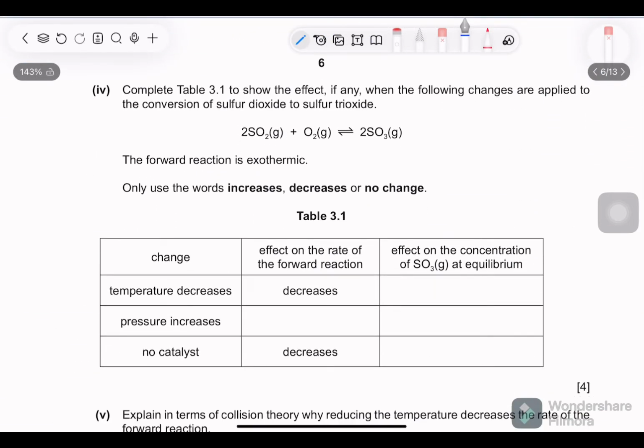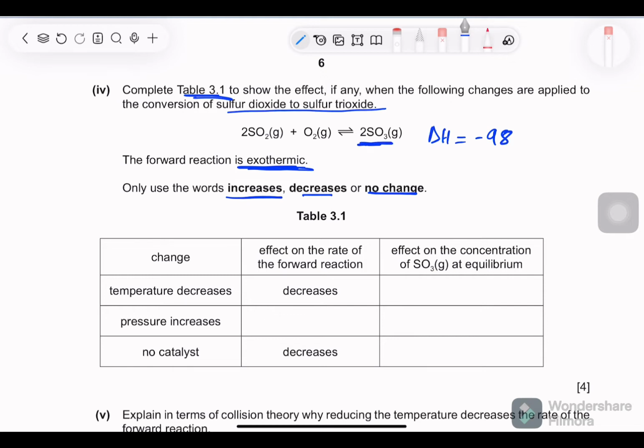Next, complete table 3.1 to show the effect, if any, when the following changes are applied to the conversion of sulfur dioxide to sulfur trioxide. The forward reaction is exothermic. Make sure to read through the entire question carefully because this is a piece of crucial information. Sometimes it may be given to you like this, minus 98, as this is exothermic, so this should be negative. Next, only use the words increase, decrease, or no change. If you see the February March paper for this same year, this is exactly the same question, just the difference is that this is related to sulfuric acid or the sulfur trioxide formation stage, while that was related to ammonia formation.